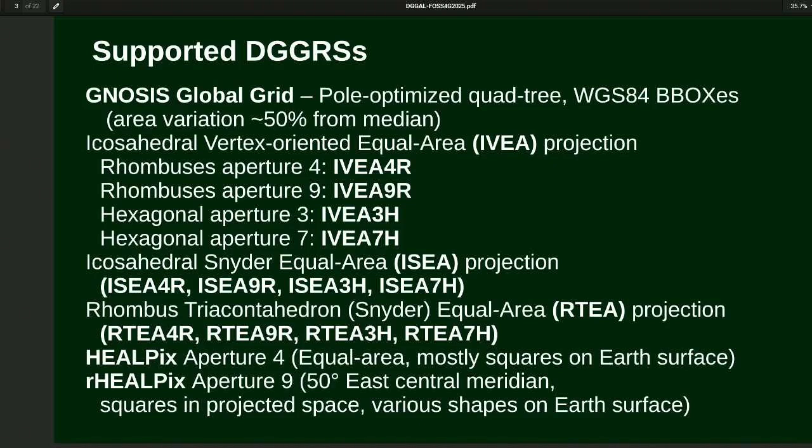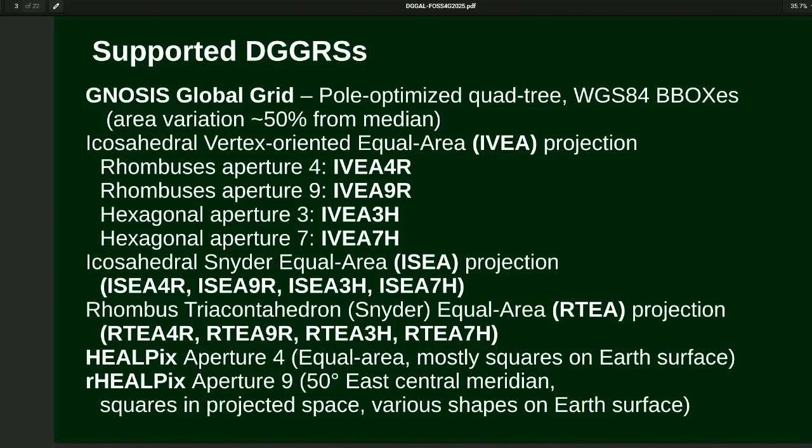But when you inverse rHEALPix on the surface of the Earth, you actually get different shapes: triangles, kites, parallelograms. But in the projected space, they're all squares. So it's quite simple to work in the projected space. And they're all equal area. But depending on the use case, the different shapes might be a problem or not, right? So that's why we offer all this choice of different grids.